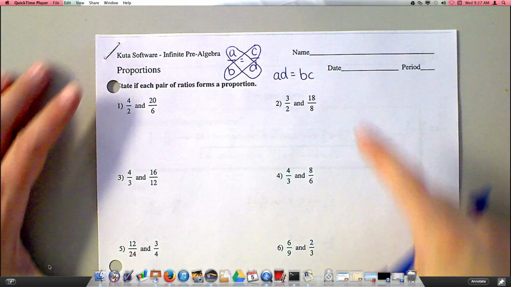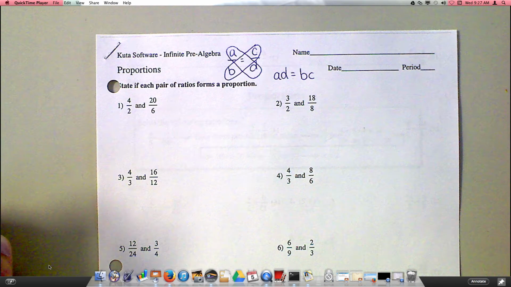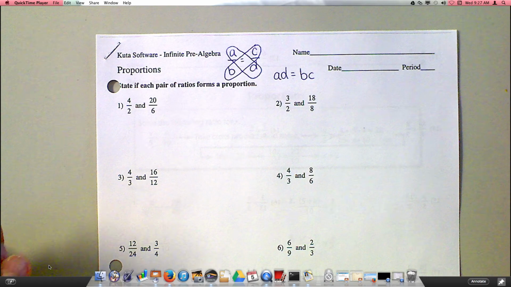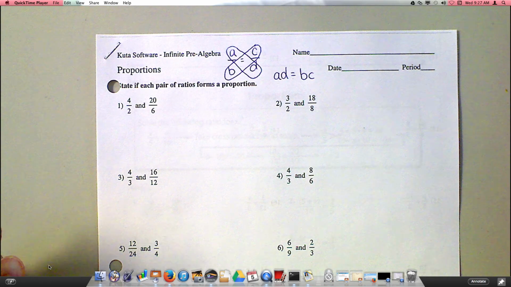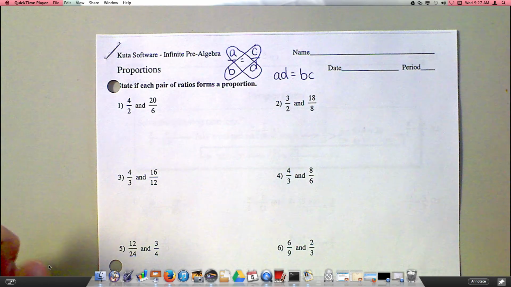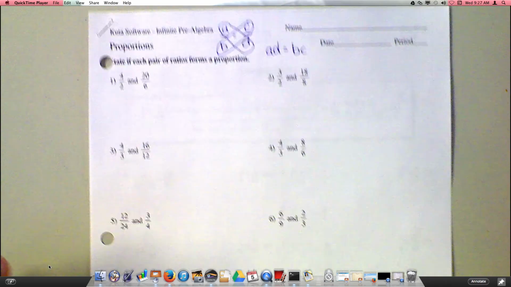So this first section says state if each pair of ratios form a proportion. Ultimately your answer is going to be a yes or a no, but you do have to write down why it's a yes or a no. And I'm going to show you how to do that. Let's start with number 4.